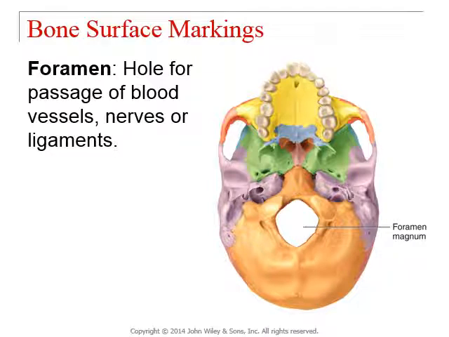Next, we have what's known as a foramen. This is a hole for passage of blood vessels, nerves, or ligaments. In this case, we're looking at the foramen magnum. What's significant about this is where the brainstem will continue out as the spinal cord as it travels down the vertebral column.